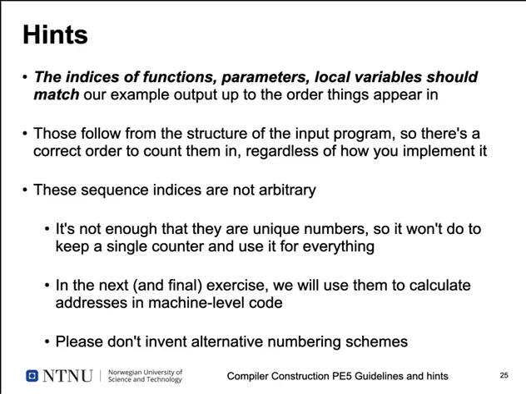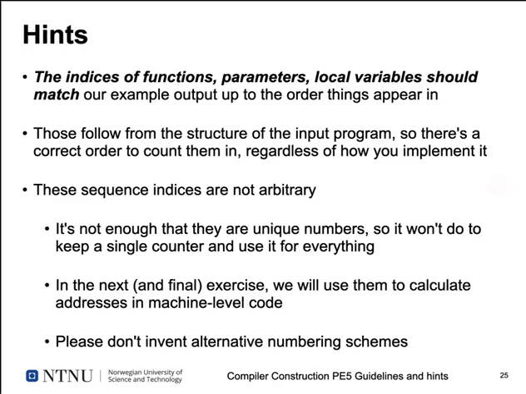Because we'll use them afterwards to calculate addresses in machine level code, to figure out, for example, offsets in the global data segment, offsets in our stack frames, and so on. So it would make sense not to invent alternative numbering schemes, because then you'd mess up your whole memory alignment, and that would be difficult to fix. Not impossible, but it would just cause unnecessary work.